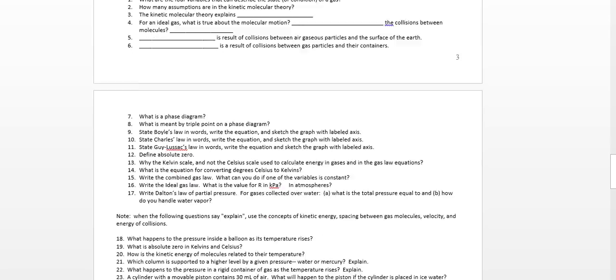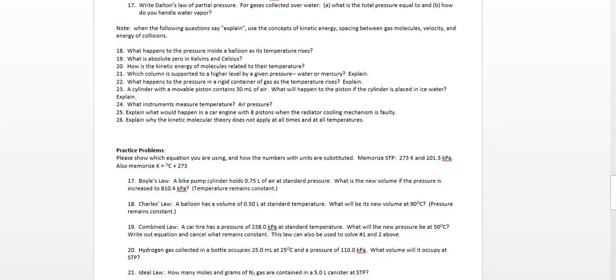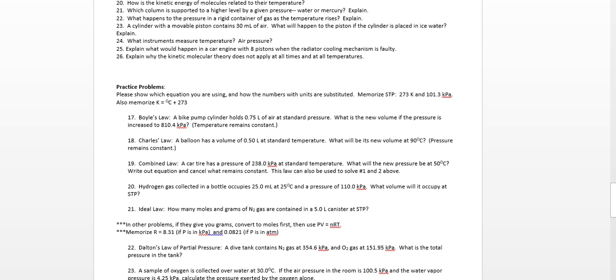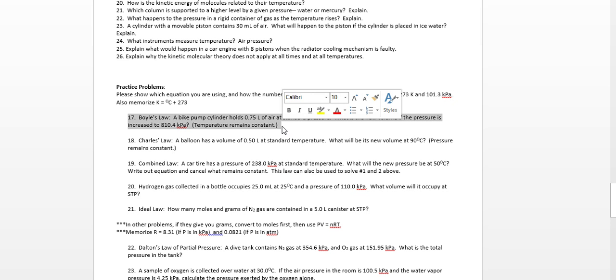So let's see if we can find some questions to do. Okay, so this one's Boyle's law. Will they give you different laws? Like, they'll tell you Boyle's law, Charles' law, or no, not always. They'll just give you some stuff, and then you'll have to figure out which one to use. So you look at what they're asking, and you look at what's held constant, and it's going to tell you which law to use.